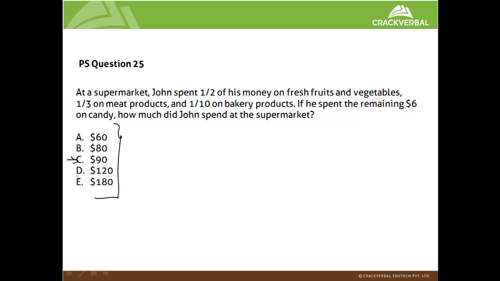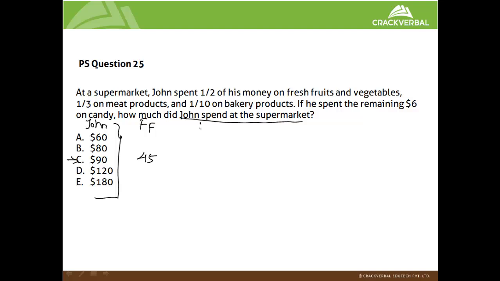Let's see whether 90 works for the condition of the question. If we assume the answer choice C as 90, labeling the answer is also something important. Here it means John spent at the supermarket, so we are assuming that John spent $90. Now the question says, John spent half of his money on fresh fruits and vegetables. Half of the total money we have assumed as 90, so half of 90 would be 45.